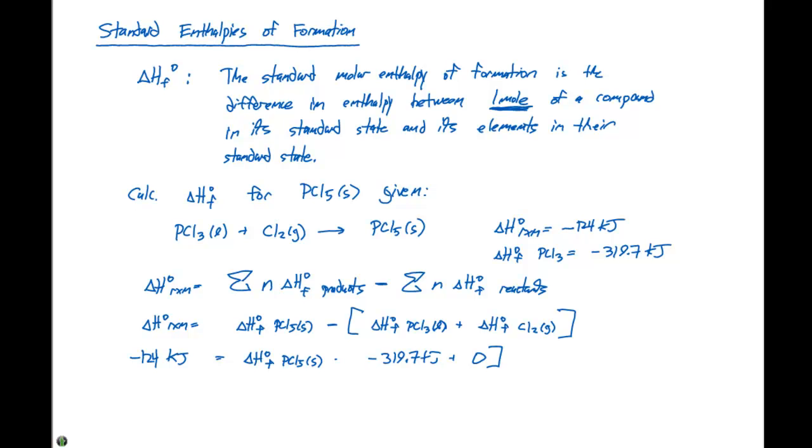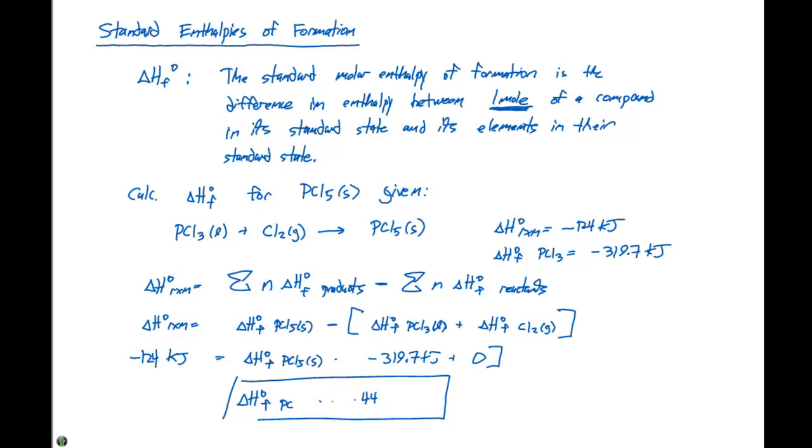So when we rearrange this equation and look at the algebra, we find that the ΔH° of formation for PCl5 is going to equal negative 443.7 kilojoules.